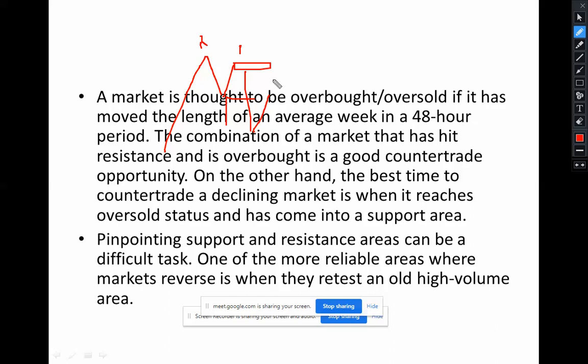So the combination of a market that has hit resistance and is overbought is a good counter trade opportunity. On the other hand, the best time to counter trade in a declining market is when it reaches oversold status and has come into a support area. Pinpointing support and resistance areas can be a difficult task. One of the more reliable areas where markets reverse is when they retest and hold a high volume area. I've said that before, so let's continue.